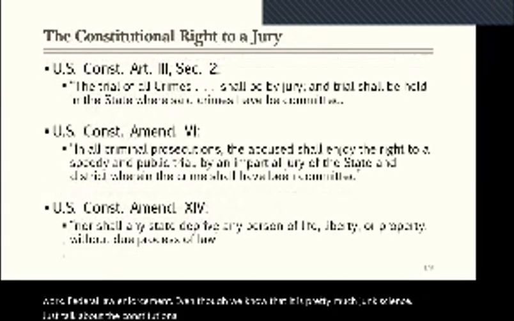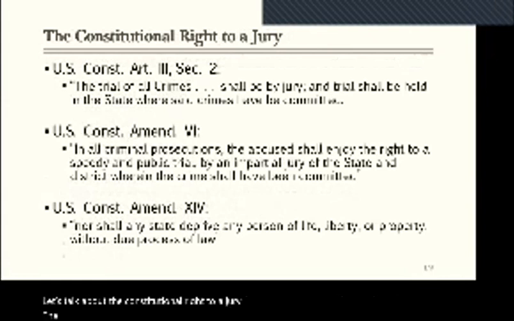So let's talk about the constitutional right to a jury. The constitutional right to a jury is found in 3 places in the Constitution. So we have Article 3, Section 2: the trial of all crimes shall be by jury, and trial shall be held in the state where said crimes have been committed.